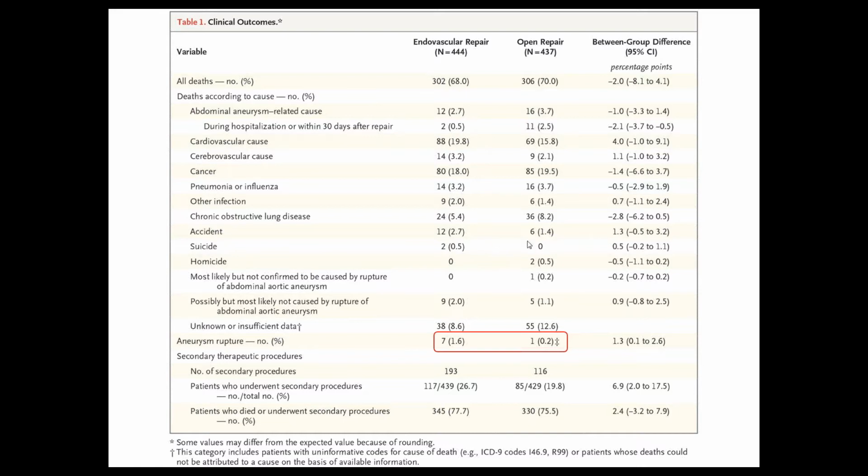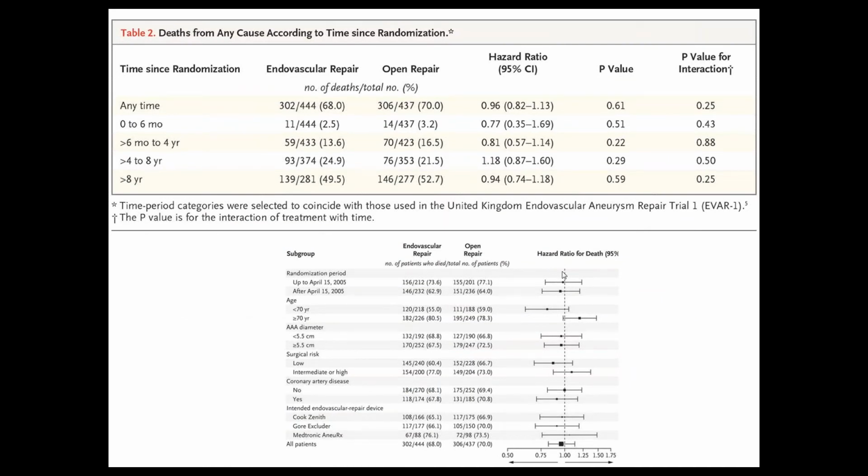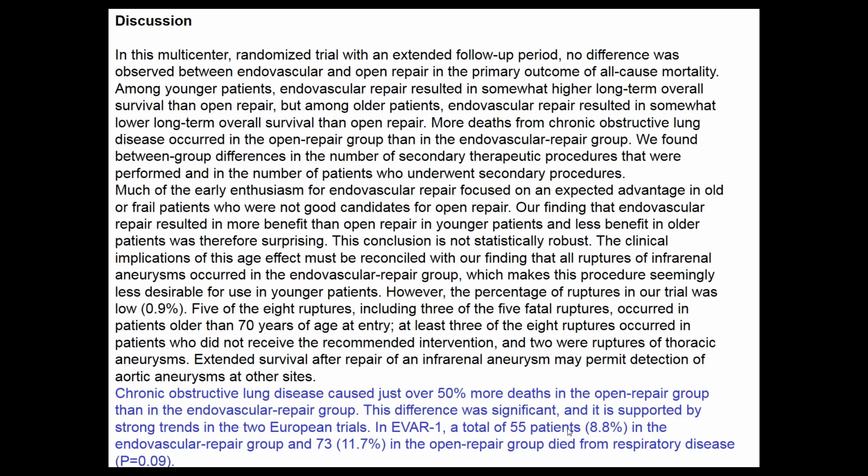Suicides and homicides: suicides were more common in the endovascular repair group, but more of the patients in the open repair group were shot by adversaries, presumably. Now, if we look at which treatment is better, we see a balance between the two treatments. So we probably ought to go with the treatment that causes the least morbidity, and that probably is the endovascular repair. Why did these patients die?